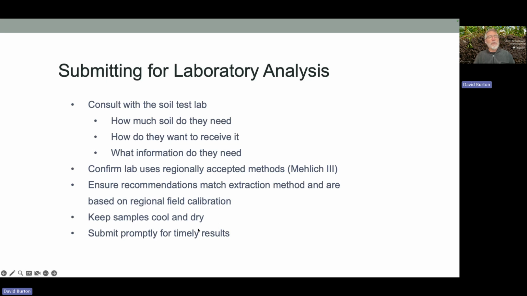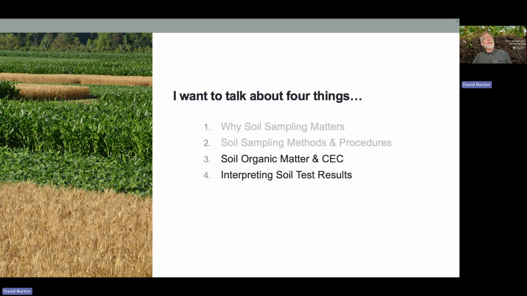Keep the samples cool and dry. Don't throw them in the back of the pickup truck on a hot day, and submit them promptly for timely analyses, timely results. Okay, that's what I wanted to say about soil sampling methods and procedures.